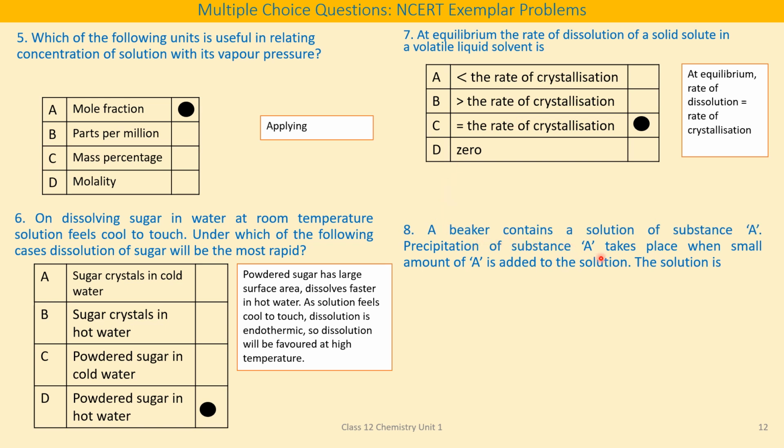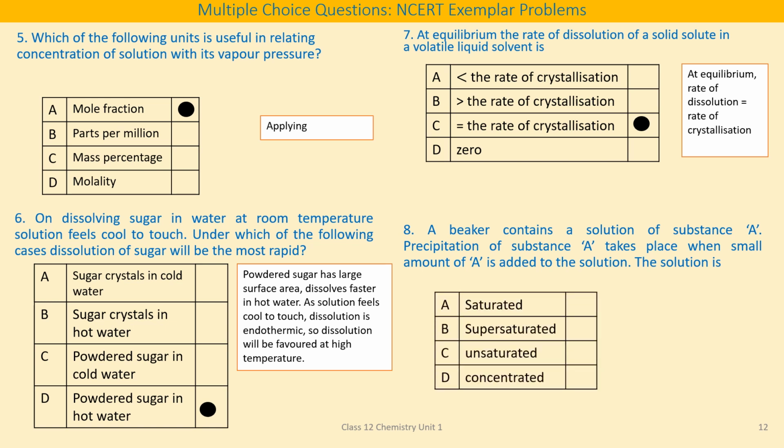A beaker contains a solution of substance A. Precipitation of substance A takes place when a small amount of A is added to the solution. And the solution is, you are given four options: A, saturated; B, supersaturated; C, unsaturated; D, concentrated. Please read the question again and again, pause the video and mark your correct answer. I will give the explanation for the correct answer.